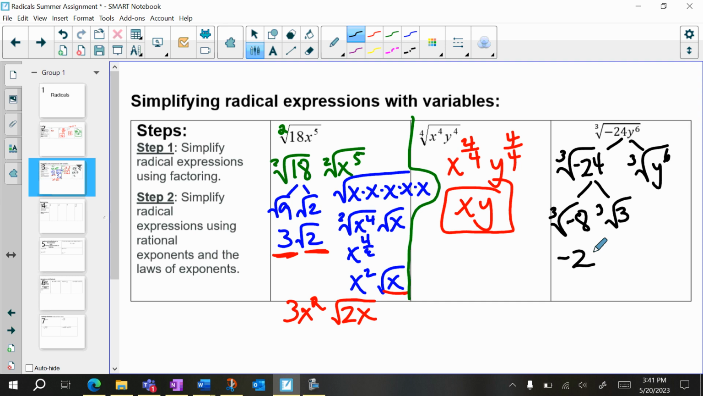Now let's look into the cube root of y to the 6. Again, you could rewrite that as y to the 6 over 3, which just simplifies to y squared. Put it together. So I'm left with negative 2y squared cube root of 3.